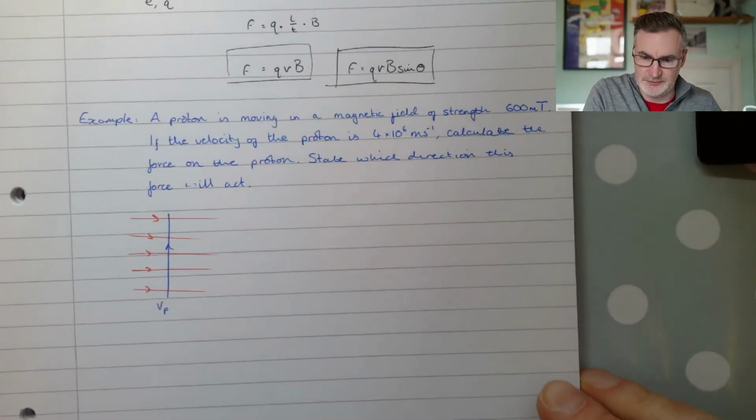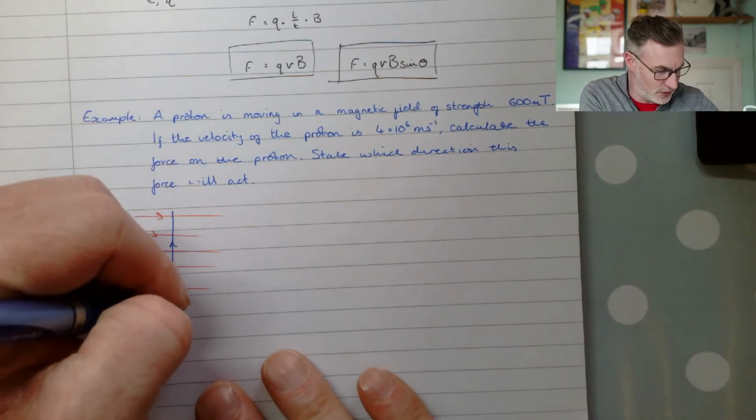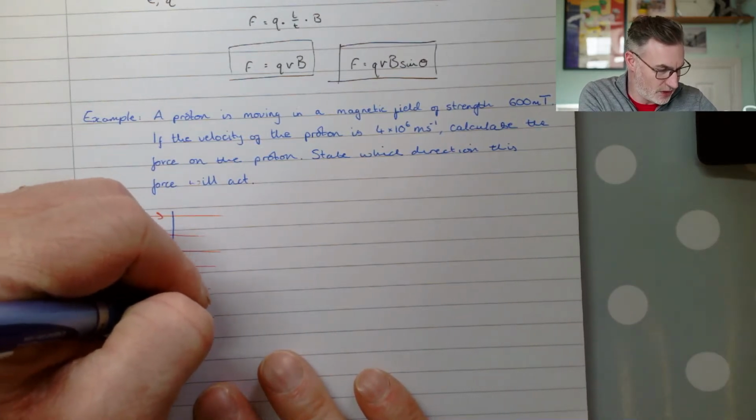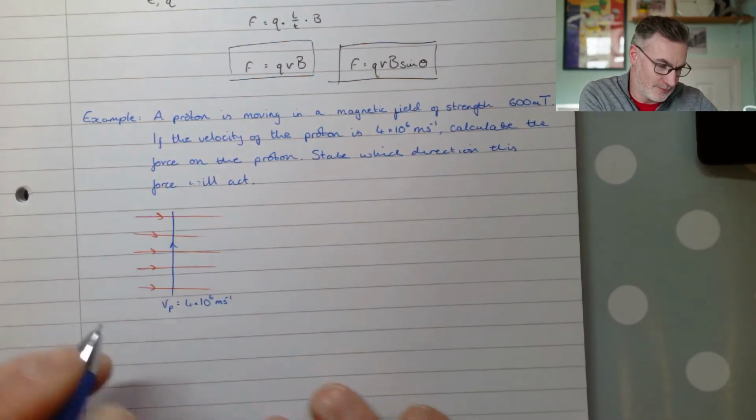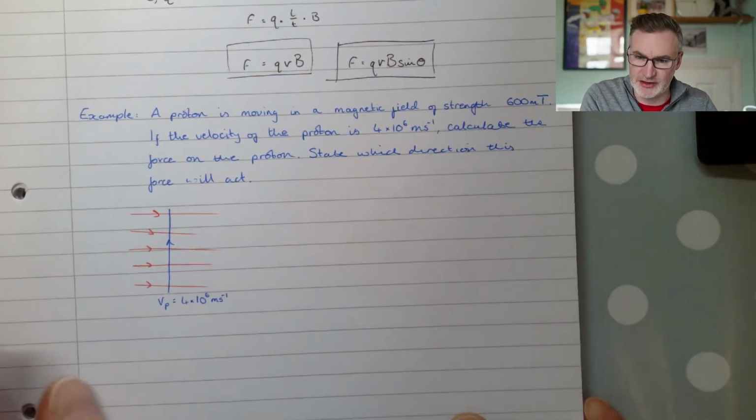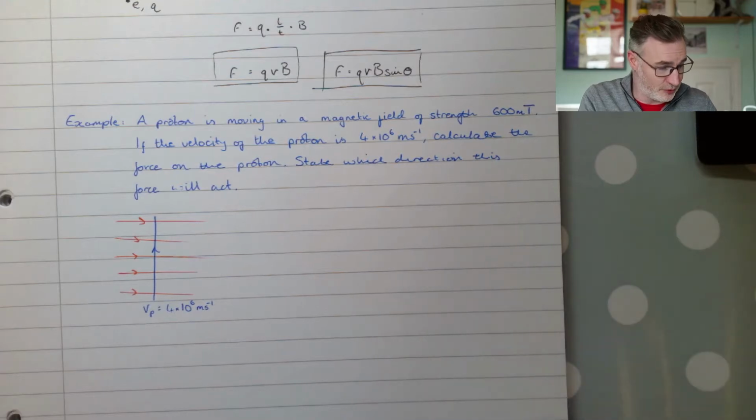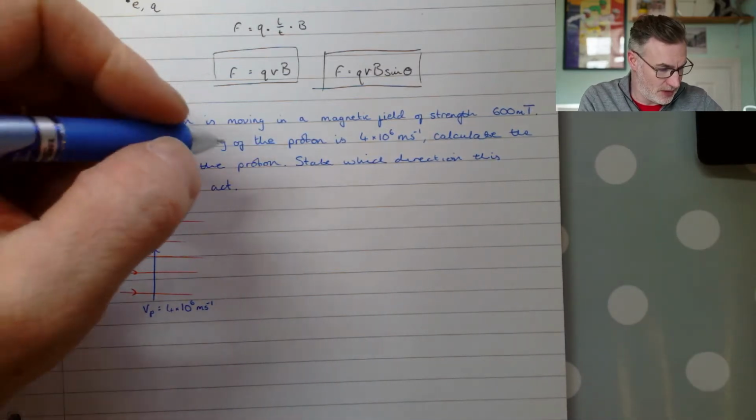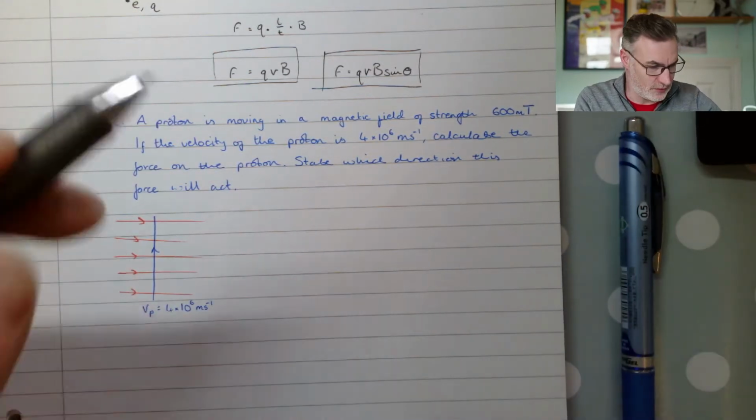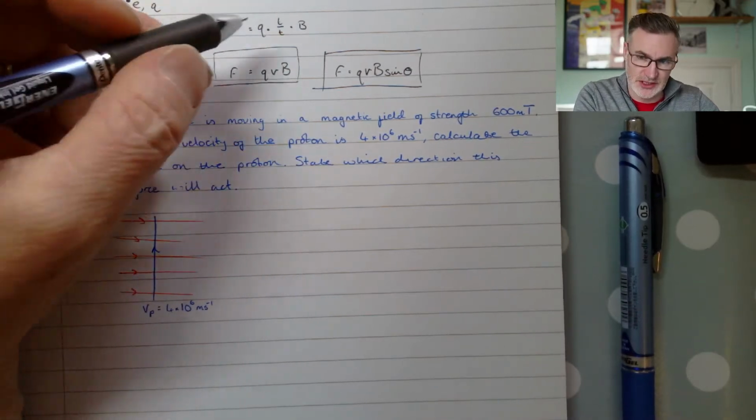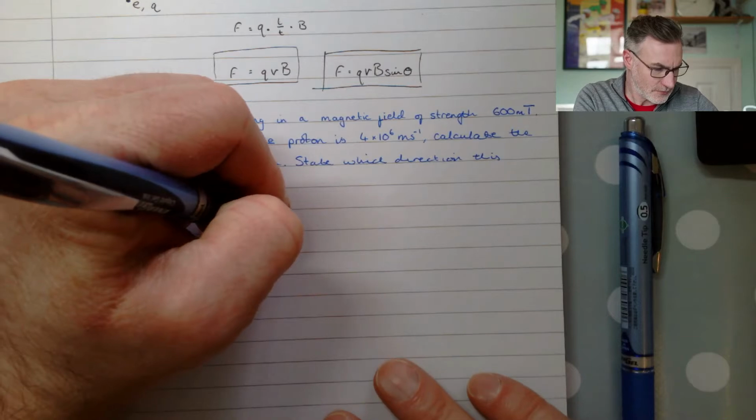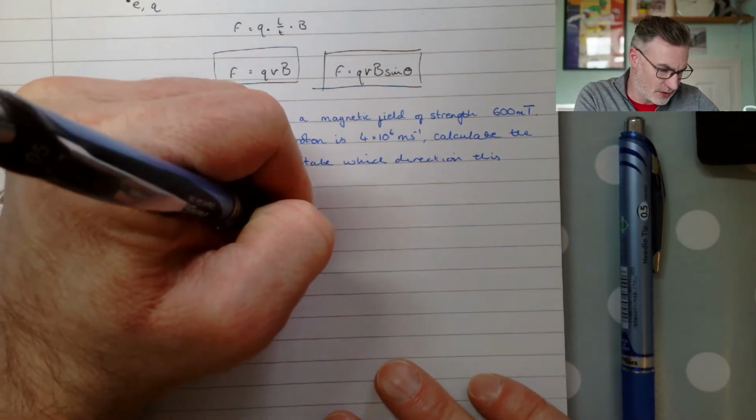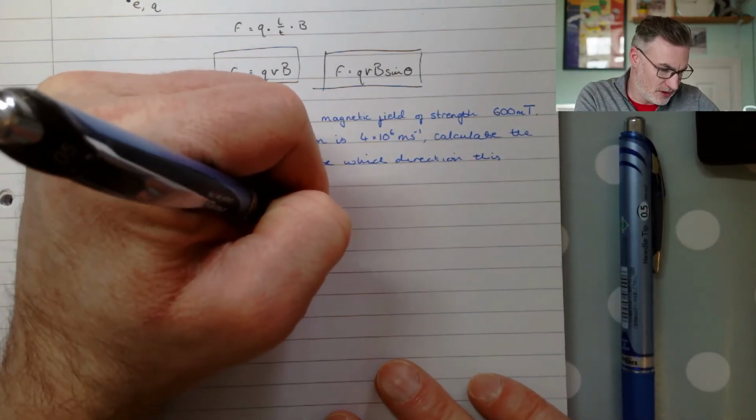Right. So our velocity of our proton is going to be 4 times 10 to the power 6 meters per second. We have the strength of the magnetic field. We have the charge of our proton, which is no problem, and then we can solve. So we're just going to use this. It's perpendicular, so we don't need to include sine theta. F equals QVB.